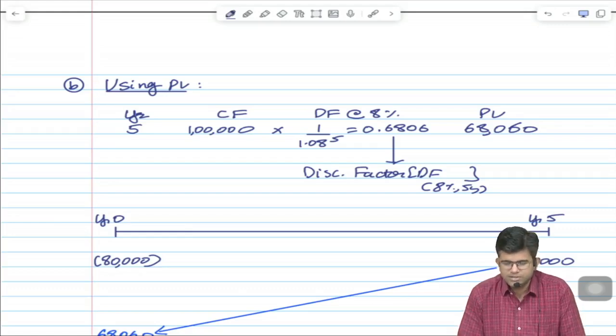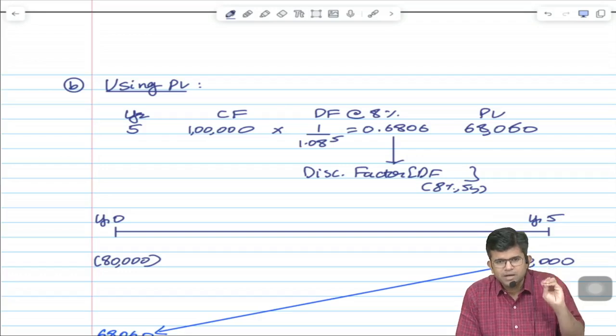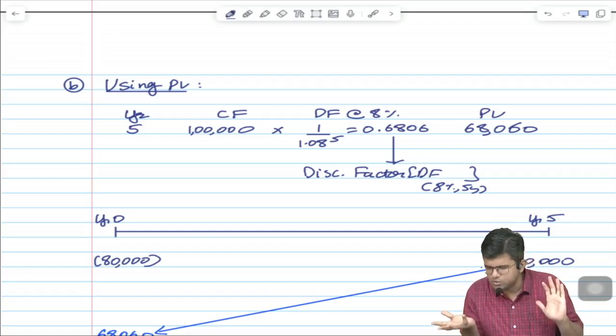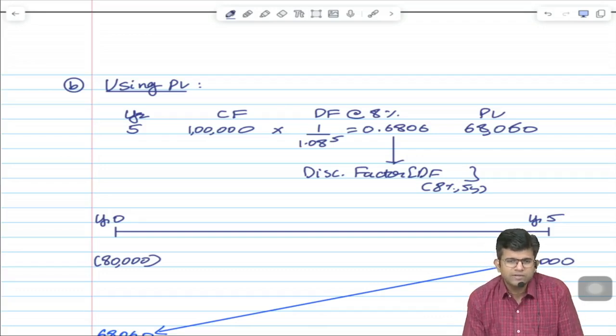My question to you is, will the number become more or less? Think logically. Uncle needs 1 lakh after 5 years. If 8% is the interest rate now, then today he has to invest 68,000. They are saying no, interest rate is 9%. So he has to invest more or less? Of course less. Very good. Understood now? Of course less.